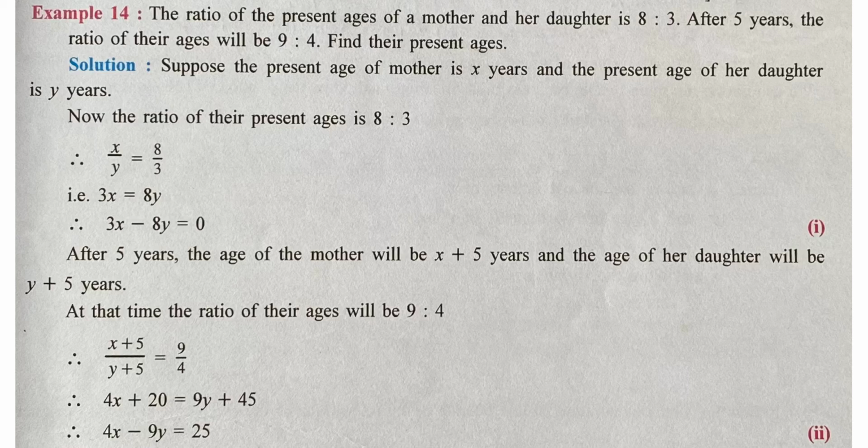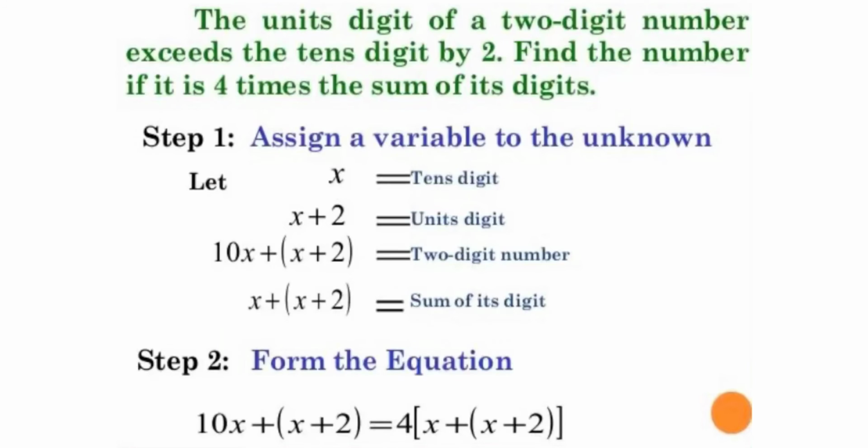So this way you have to form the equations with given conditions. The unit digit of a 2-digit number exceeds the tens digit by 2. Find the number if it is 4 times the sum of its digits. So here we have to form only one equation with the given conditions. For this, first of all, let us discuss a 2-digit number in detail.